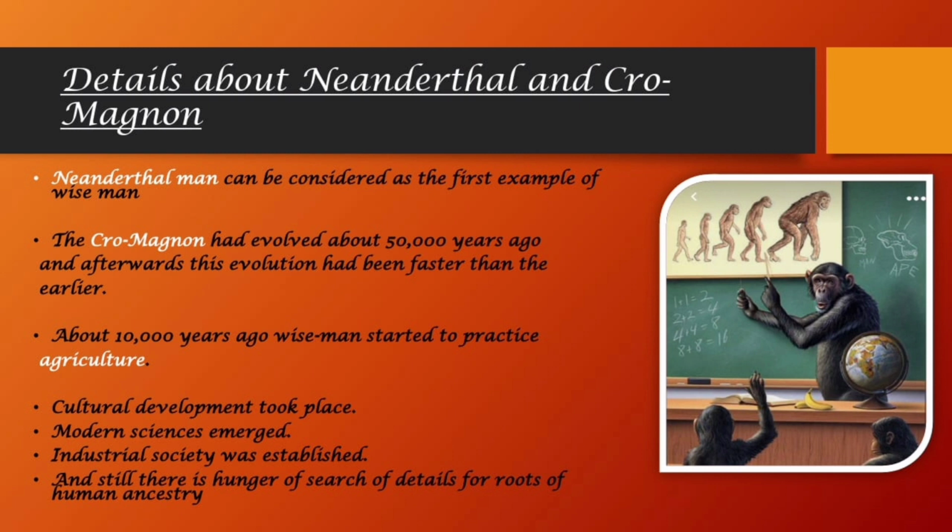About 10,000 years ago, wise man started to practice agriculture. It started to rear cattle herds and established cities. Cultural development took place. The art of writing was invented about 5,000 years ago, and thus history started. Modern sciences emerged about 400 years ago, and industrial society was established about 200 years ago, and now we have reached this stage, and still we are searching for the details of the roots of human ancestry.